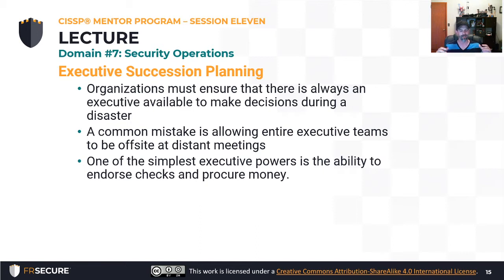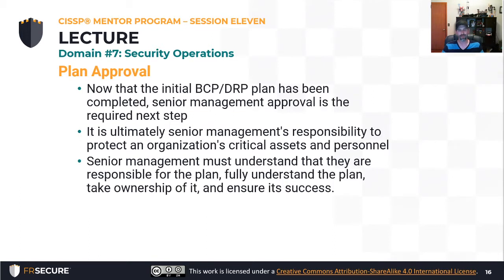And when COVID hit, they actually modified that to be even more aggressive and said that no more than 2 executives could travel within any given week, because they were concerned that they wouldn't have enough executives available, in the event they needed to deal with a crisis. And so, one of the simplest executive powers is the ability to endorse checks and to procure money. So you want to make sure you have the right people available at the right level of authority in the event that you're processing a disaster, so that you can get the resources that you need.